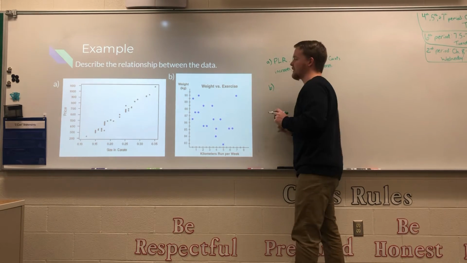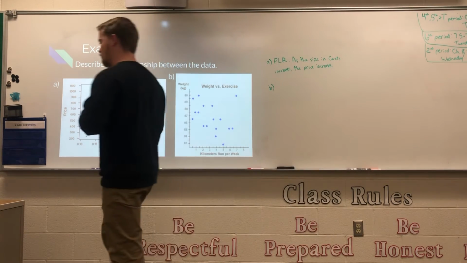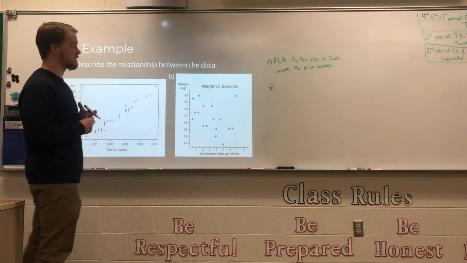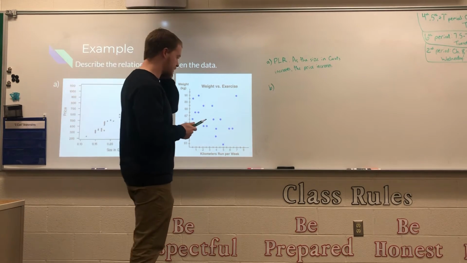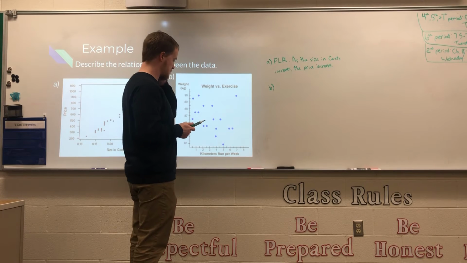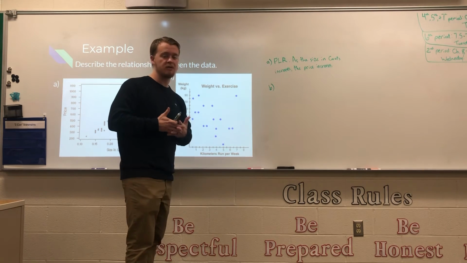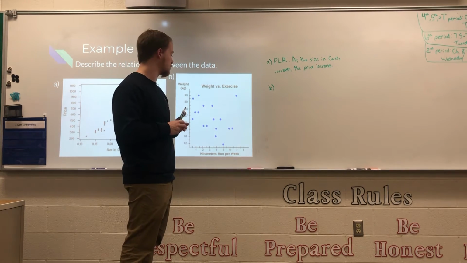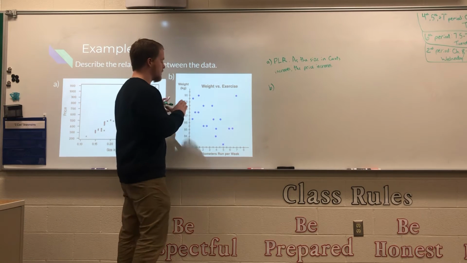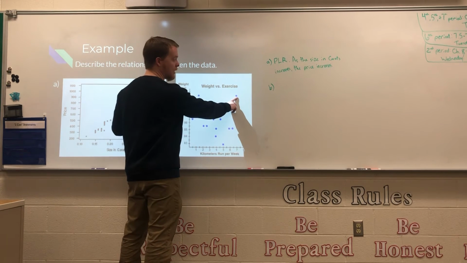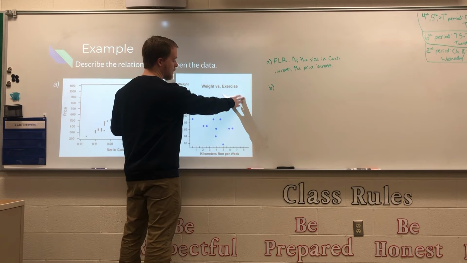Part B will be a little tougher if you're just getting introduced to this, because at first look, you're like, well, that's pretty spread out, so it's going to be no relationship. But, again, this isn't what's called an outlier. It's away from everything.